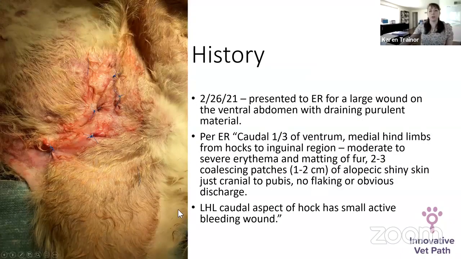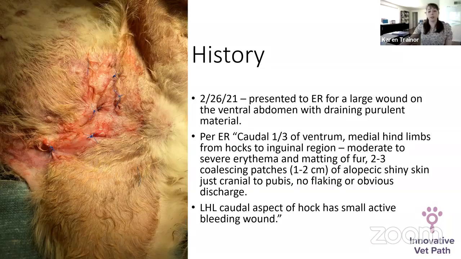So the history for Toby is that in late February, he presented to the ER for a large wound on the ventral abdomen with draining purulent material. According to the notes from the ER, the caudal third of the ventrum, the medial thighs, all the way from the hocks to the inguinal region, demonstrated moderate to severe erythema. There's matting of the fur, 2 to 3 coalescing patches of alopecia. And it was interesting to note that they described it as shiny skin, just cranial to the pubis. And there was no flaking or any obvious discharge at that time.